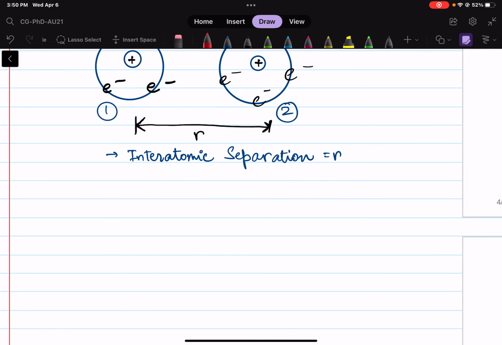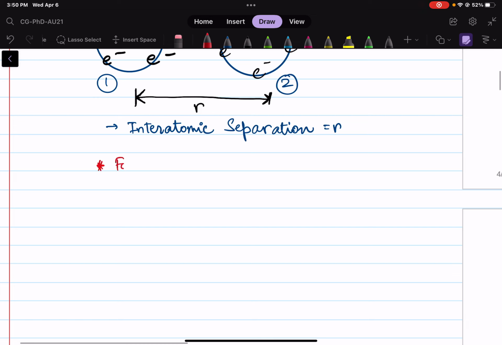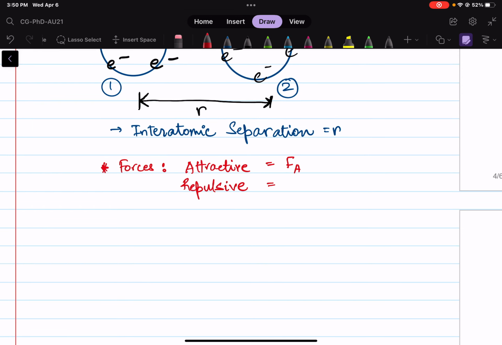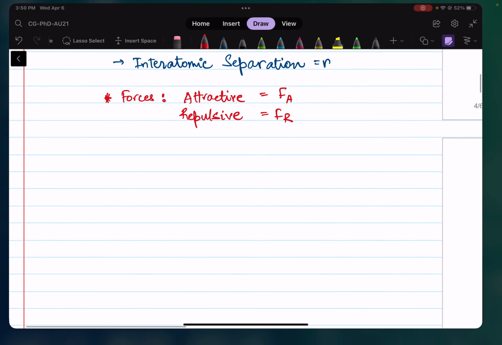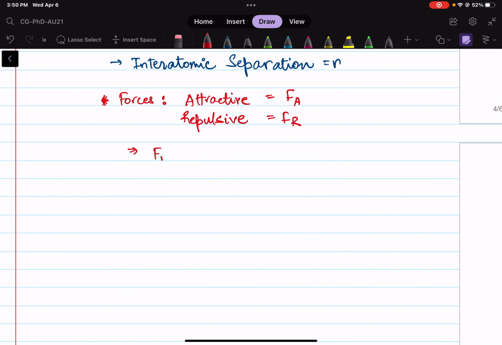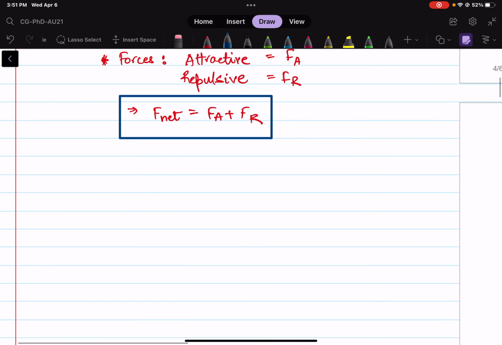So two major forces that play a role here are attractive forces and repulsive forces. And the attractive forces can be written as F subscript A, repulsive as F subscript R, and therefore you can get the F net as FA plus FR, a total summation of net forces on your system, right? So let's try to look at the attractive force first.